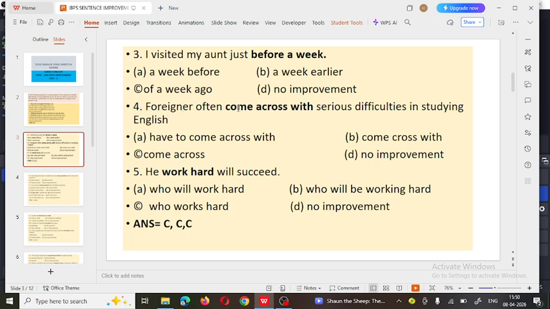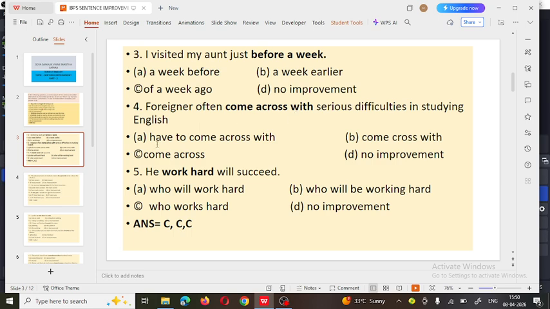Foreigner often come across with serious difficulties in studying English. Now, "come across with" is the bolded part and where we need to have improvement. Foreigner often come across serious difficulties in studying English. Okay, so "come across with" is what we need to improve.